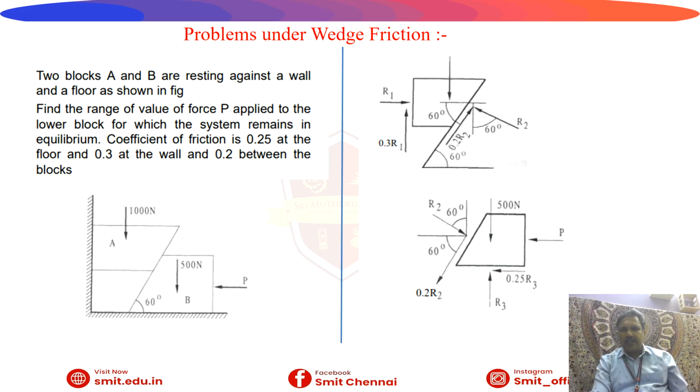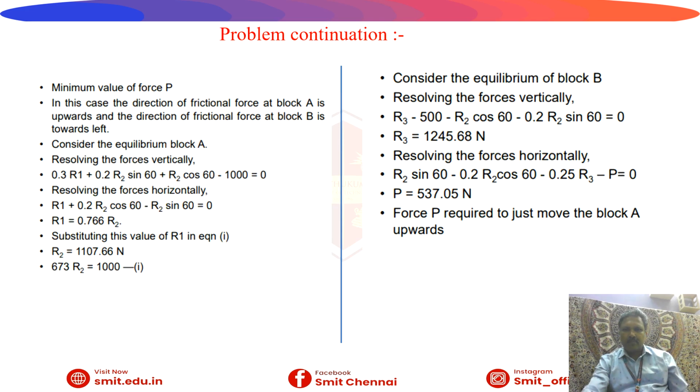Similarly for the 500 Newton also, we have drawn the FBD, that is the free body diagram. 0.2 R2, that is mu 0.2 R2, is acting in a downward direction. 500 Newton is acting downwards because of gravity. R3 is the normal reaction because it has support from the horizontal surface. Then the movement, 0.25 R3, is the frictional force, and the applied force is also mentioned in the diagram, that is P, capital P.